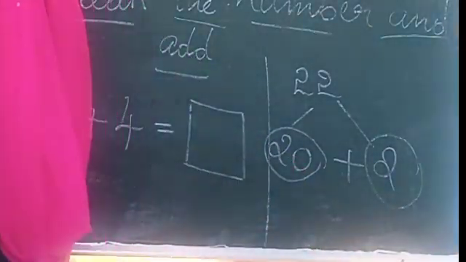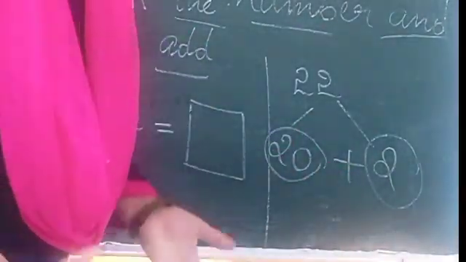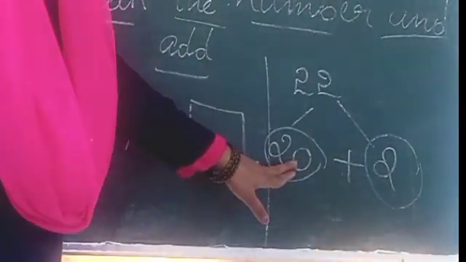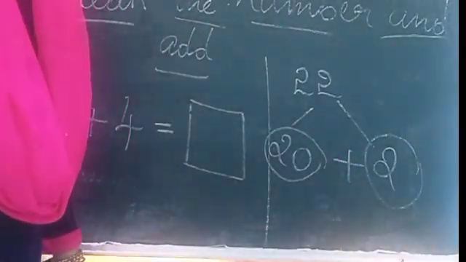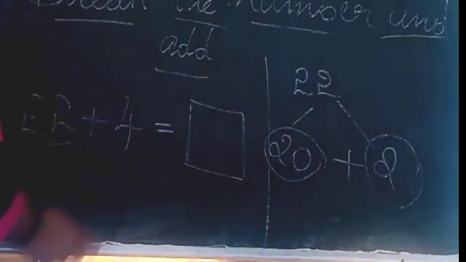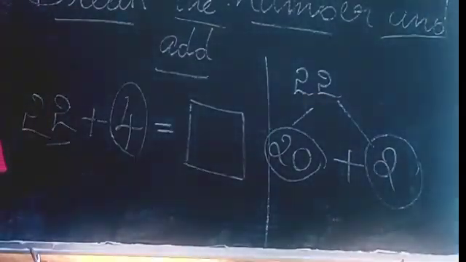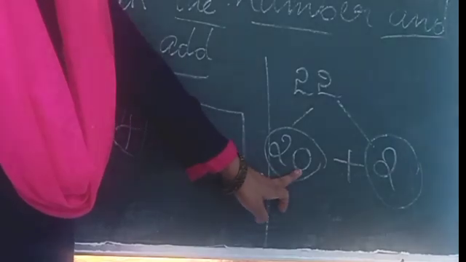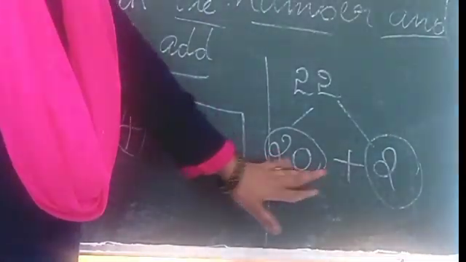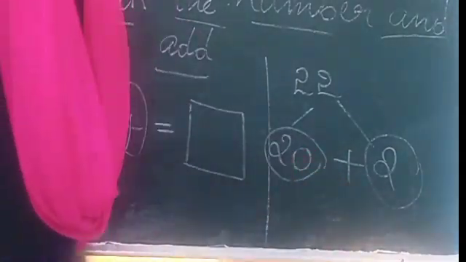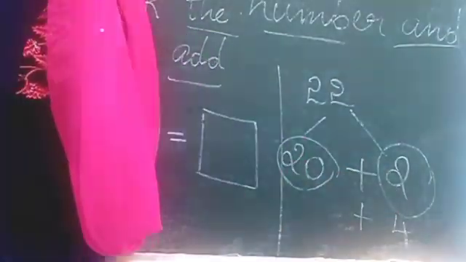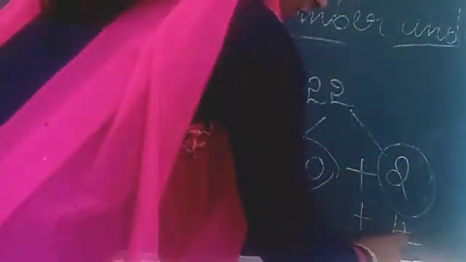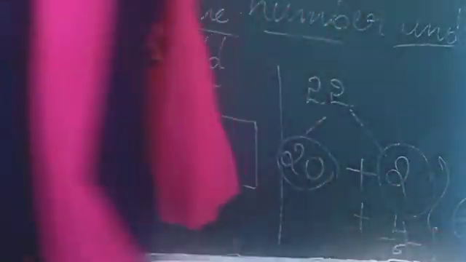Is there any difference? No, nothing. 20 plus 2 is also 22. 20 plus 2 is 22. And along with that we are left with 4. Is it right? Now 20, we will keep as it is. 2 plus 4. Okay. 2 plus 4 is how much? 2 plus 4 is 6.